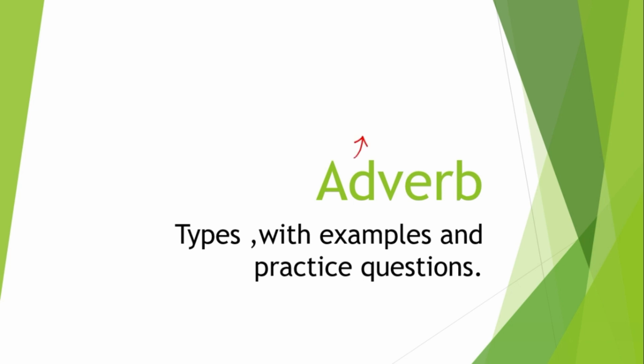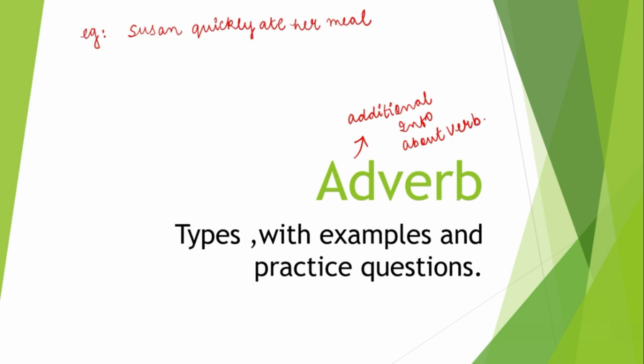So what is an adverb? An adverb is something that gives us additional information about the verb. Let's look at this example. Susan quickly ate her meal. Here, ate is the verb. So how did she eat it? She ate it quickly. So it is giving us additional information about the verb here. So quickly is the adverb.